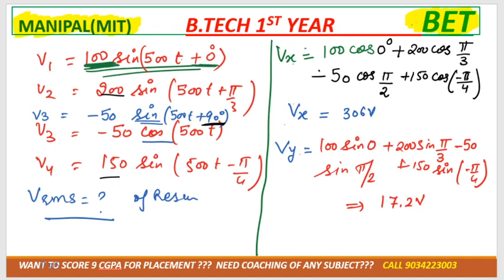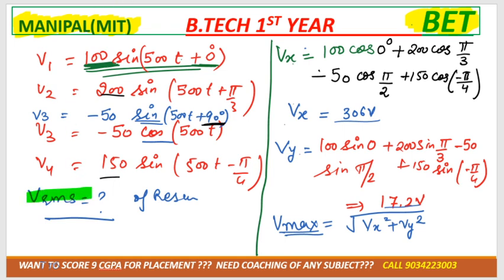After this, we need to calculate V maximum value. So V maximum is how much? Root of Vx square plus Vy square, right? So Vx value we know, Vy value we know. Can we get Vmax value? And they are asking the VRMS, and as you know, the formula for VRMS is equal to Vmax by root 2. So Vmax we can substitute it, we'll get VRMS.